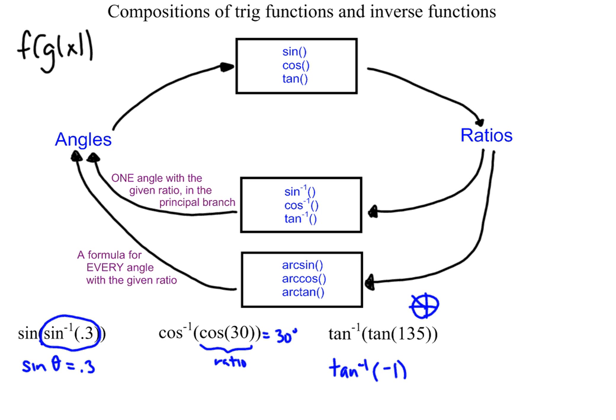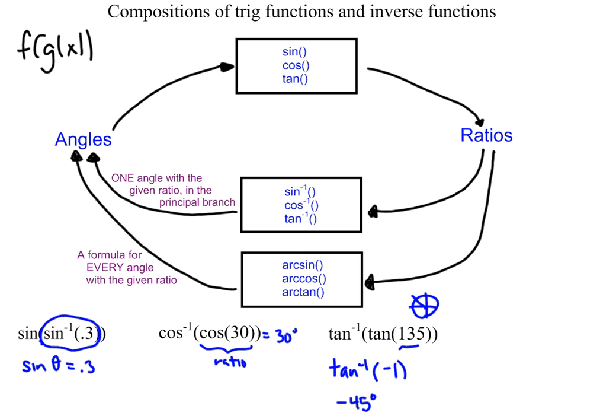Now, there are no angles in the principal branch that are equal to 135 because the principal branch of tangent is from -90 to 90. So the answer to this problem would be, oh, it's this other angle. It's the angle -45 degrees because that's the angle in the principal branch that has a tangent of -1.